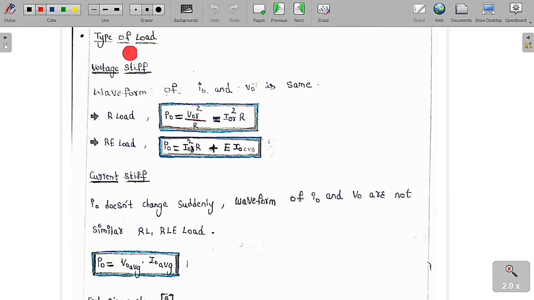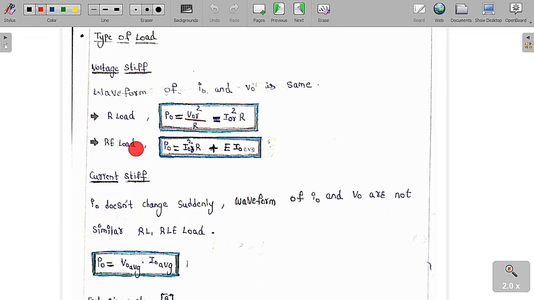Now we are going to discuss the types of loads. Voltage drift means the waveform of I naught and V naught is the same. For an R load, if the waveform of output current and output voltage is the same, then we say it is a voltage drift. So the power absorbed by the load is equal to V naught RMS squared by R, which is equal to I naught RMS squared into R.